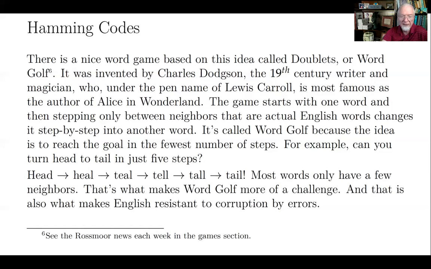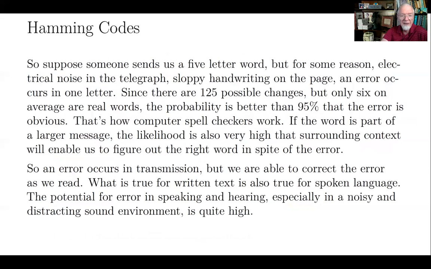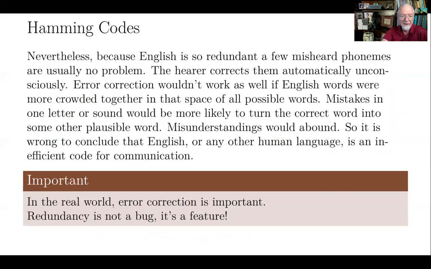So again, there's only 6 neighbors here, and it is the fact that English is resistant to corruption by errors. Okay, let's skip the written version of this. We've talked about it before.